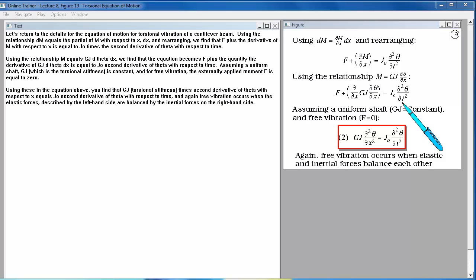Assuming a uniform shaft, GJ, which is the torsional stiffness, is constant. And for free vibration, the externally applied moment, F, is equal to 0. Using these in the equation above, we find that GJ, torsional stiffness, times the second derivative of theta with respect to x is equal to J naught times the second derivative of theta with respect to time. And again, free vibration occurs when the elastic forces, described by the left-hand side, are balanced by the inertial forces on the right-hand side.